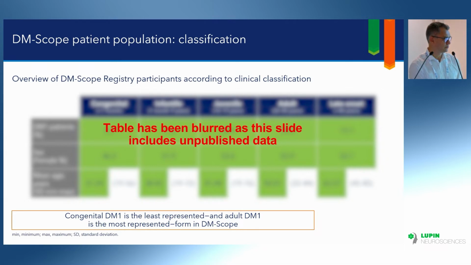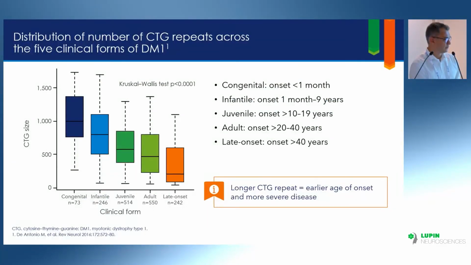And the distribution is quite balanced, except for, this is the female. We know that there is slightly more male in the congenital one. I present to you the CTG repeats, and we and others have shown that there is a correlation between the CTG number and all these forms that are statistically different.